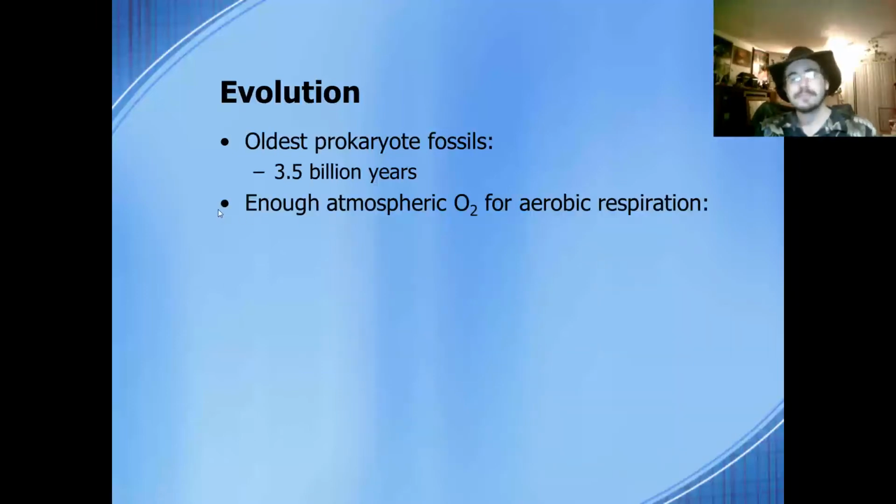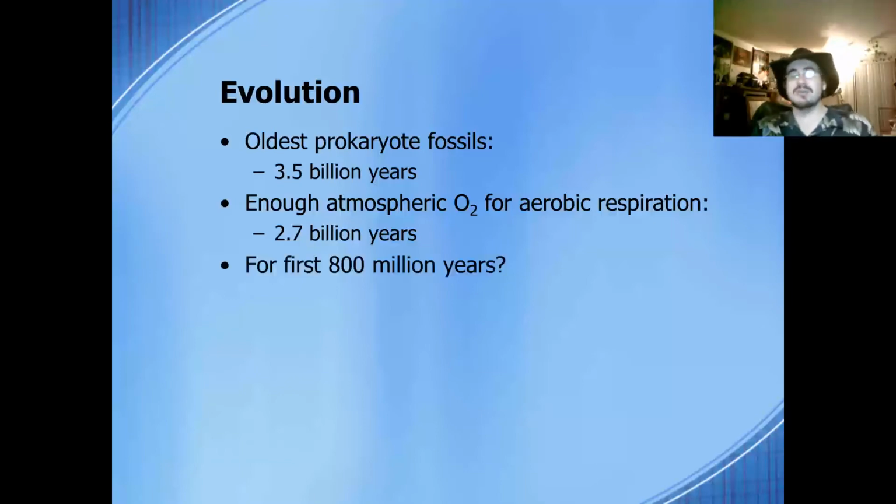So, when was there enough atmospheric oxygen for aerobic respiration? 2.7 billion years ago. Okay, so that leaves 800 million years in which there wasn't enough oxygen for aerobic respiration. What the heck were they doing for 800 million years if they weren't able to use oxygen? Well, the answer may shock and amaze you.